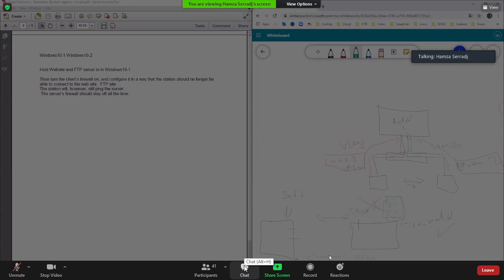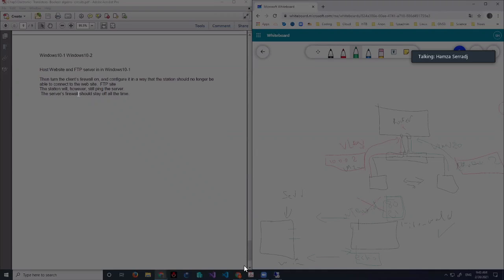Okay, and on the inbound I need to open the echo request, because he said somewhere here to still ping the server, right? So this one still pings the server, so the ping is working. You need to open the echo request on the inbound and block the 80 and 21 on the outbound, and it's done. Okay, good.